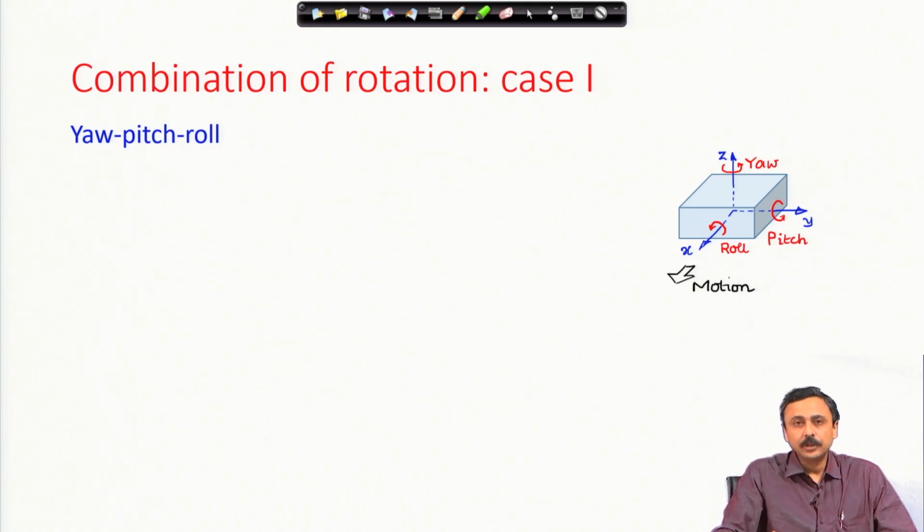Roll is the rotation about the x axis, as I have shown, and the x axis is directed in the direction of motion. The motion direction is very important. Rotation about the axis in which the motion is taking place is called roll. The rotational motion about the horizontal axis, which is of course perpendicular to the direction of motion, is called the pitch, and yaw is the rotation about the vertical axis, vertical to the body.